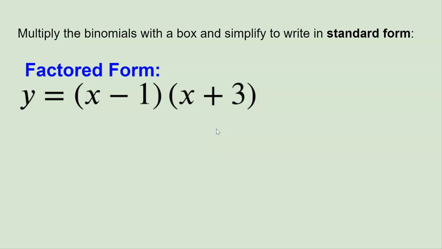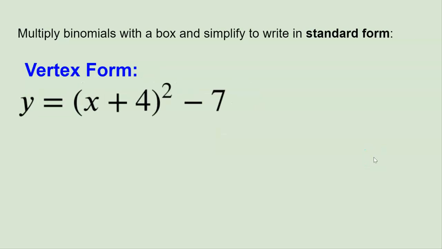Now again, just like before, they should be checking these answers using their Desmos graphing calculator. They want to make sure that the factored form and the standard form are producing the same graph. Here they have vertex form. Well, on this one, they're going to multiply the 2 binomials, and then they're going to subtract the 7.